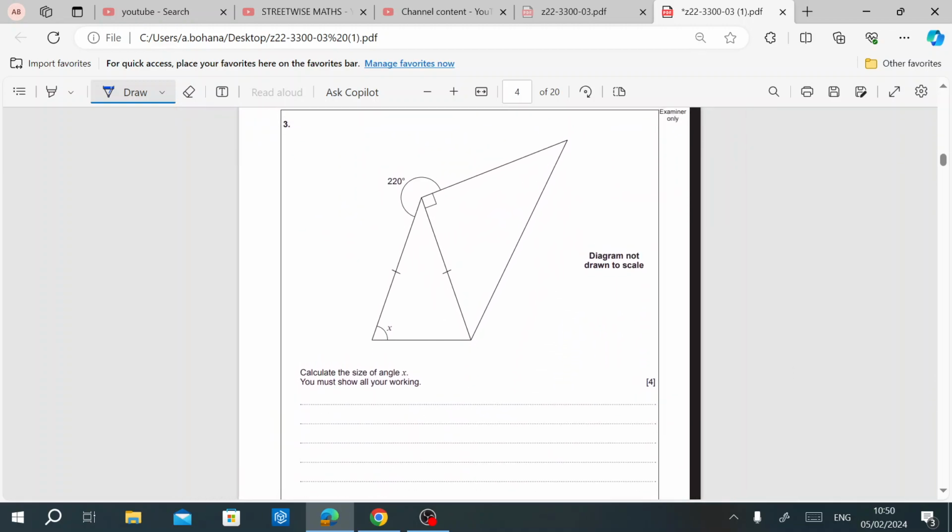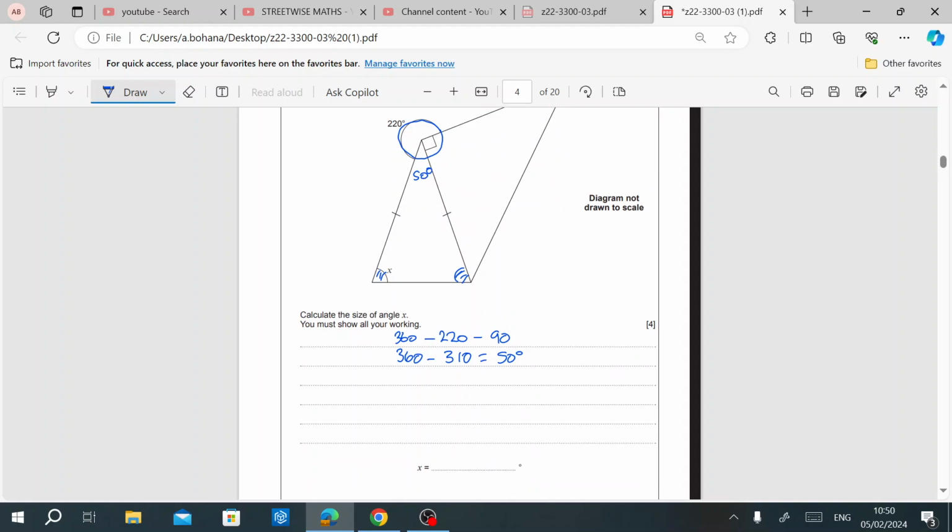Yep, the traditional angle question. Well, we know that all of this here must add up to 360 degrees. So 360 minus 220 minus 90 is 310. So 360 minus 310 is 50 degrees. So I'm going to put 50 there. And then, of course, this is an isosceles triangle. So that angle and that angle are going to be identical. So the way we do that is 180 minus 50 is 130 degrees. Divide that by 2.